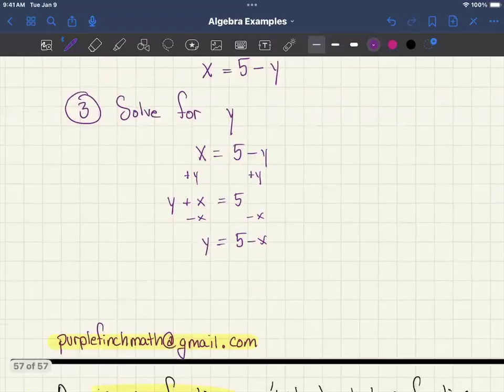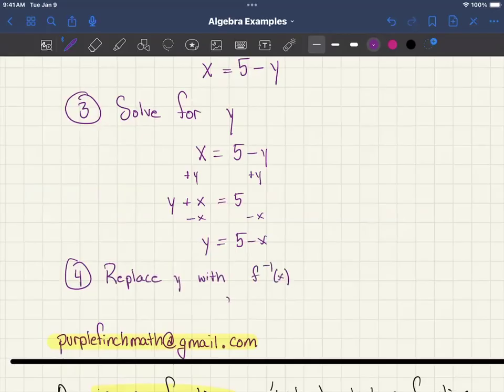And the last step that we do here to finish this off is we replace y with f inverse of x. So now we have f inverse of x is equal to 5 minus x.